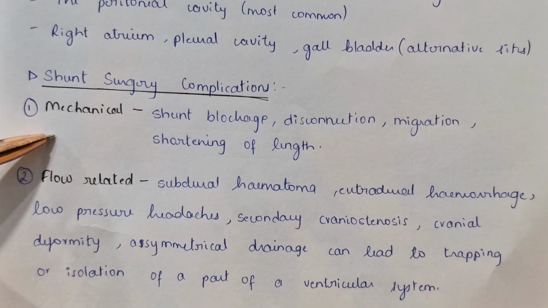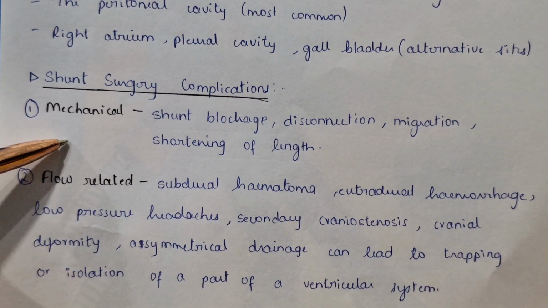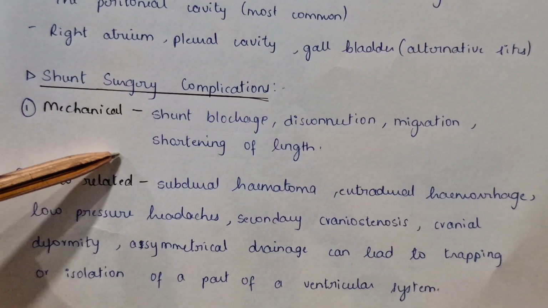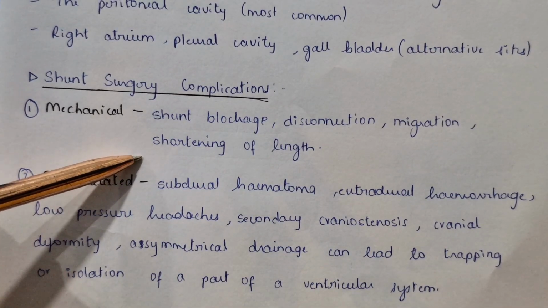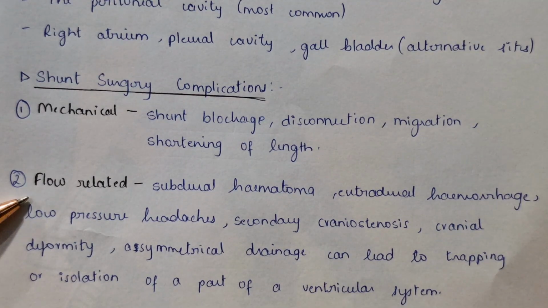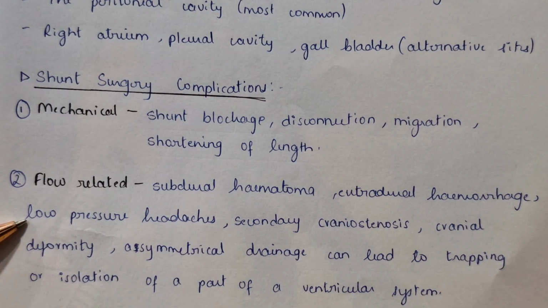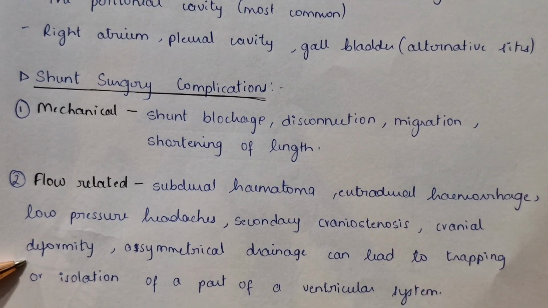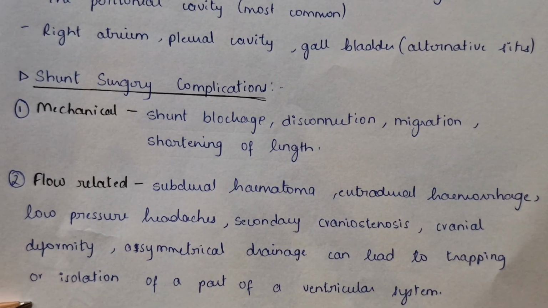Shunt surgery complications. Mechanical complications include shunt blockage, disconnection, migration, and shortening of the length. Flow related complications include subdural hematoma, extradural hemorrhage, low pressure headaches, secondary craniostenosis, cranial deformity, asymmetrical drainage can lead to trapping or isolation of a part of a ventricular system.